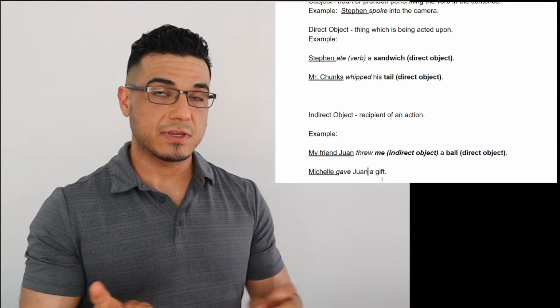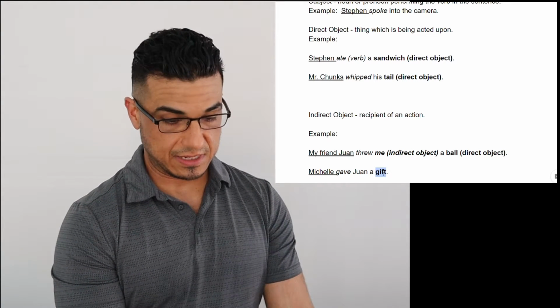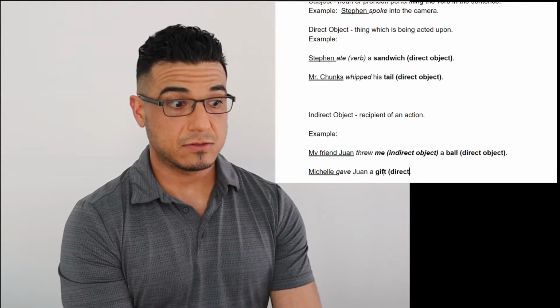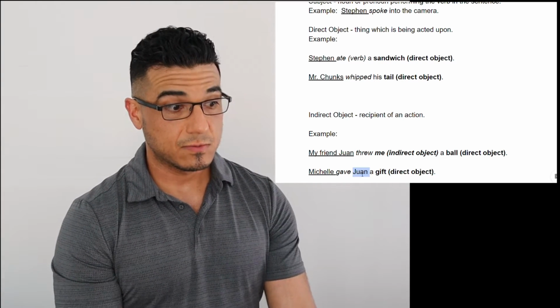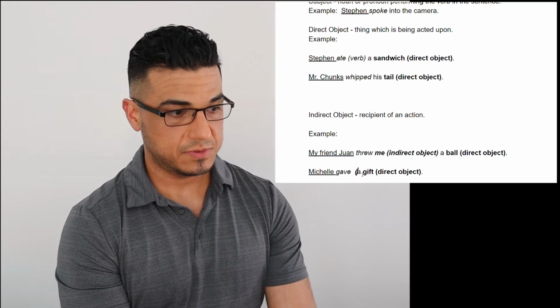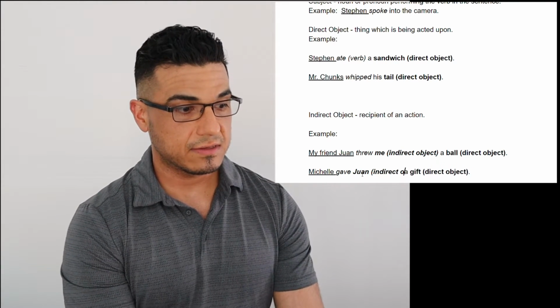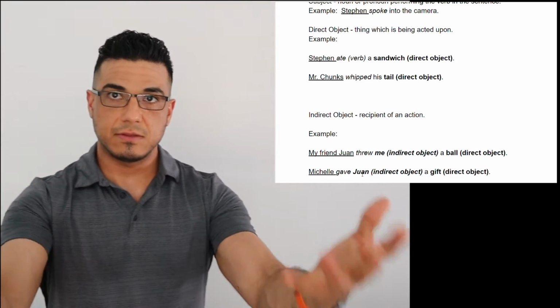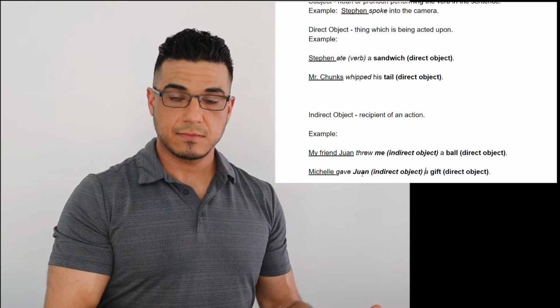But that's not what she's doing. What she's doing is actually she's going to give him a gift in this sentence, which is the direct object. It's the thing that she's giving, right? Which makes Juan, or, oops, did I just delete it? I did. Sorry. So it makes Juan our indirect object, right? He's going to be the recipient of the gift that she is giving.